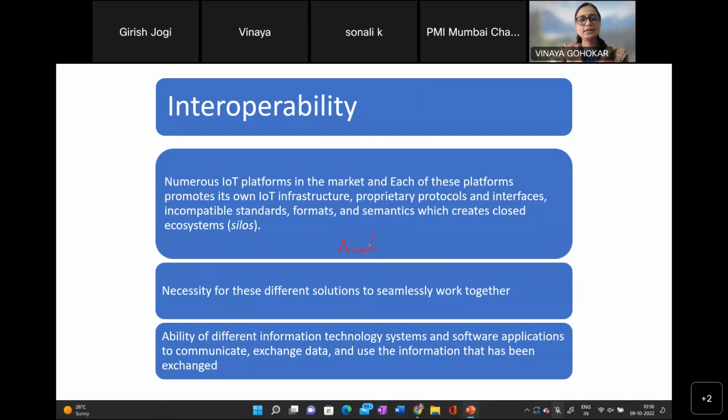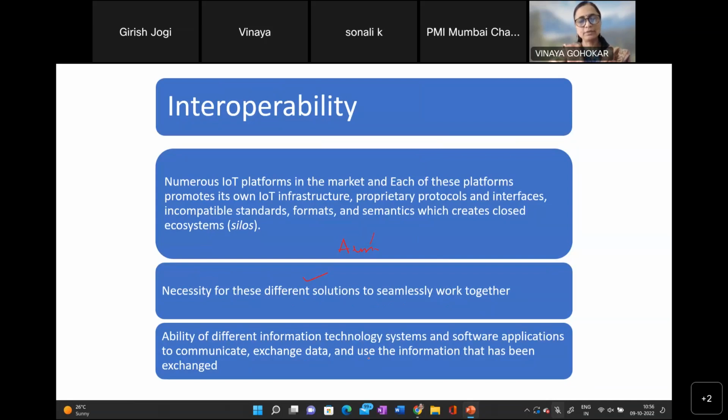So while designing the system, I have to take care of interoperability also. For one application, data can come from different sensors, through different communication technologies, and from different processors. So interoperability is very important. There is a necessity for these different solutions to seamlessly work together, as if they are part of one system.